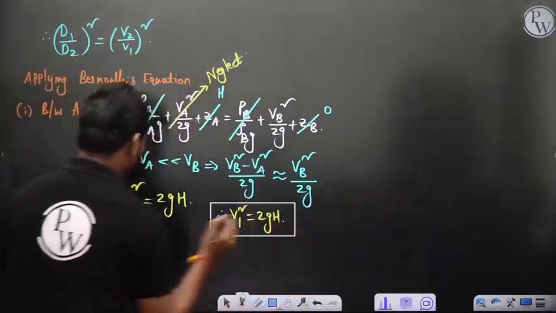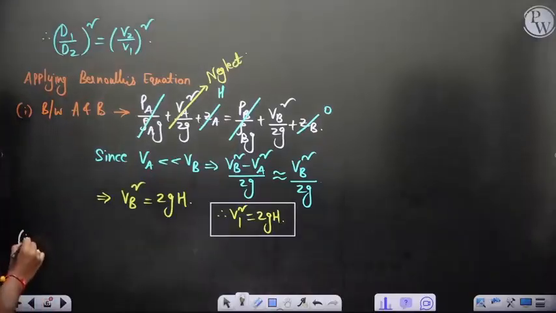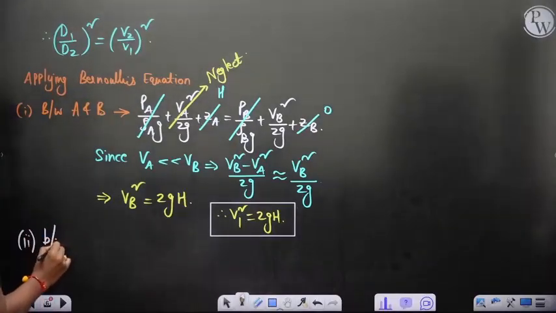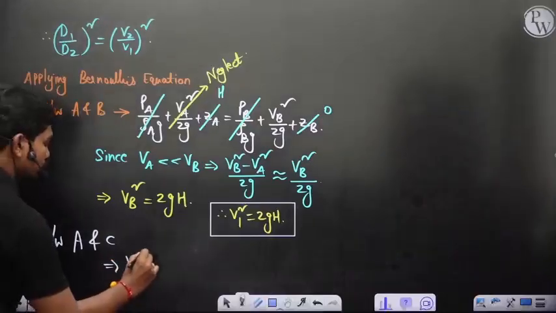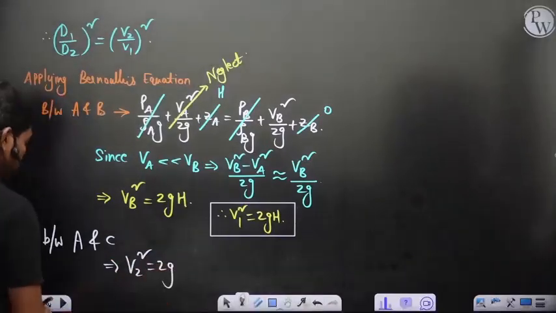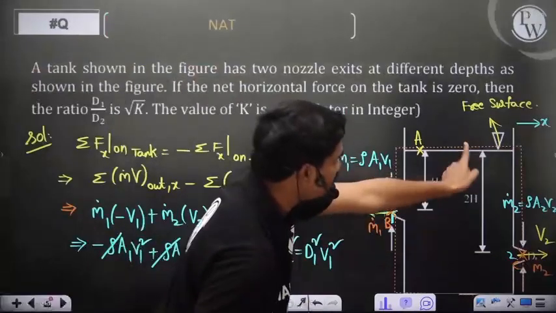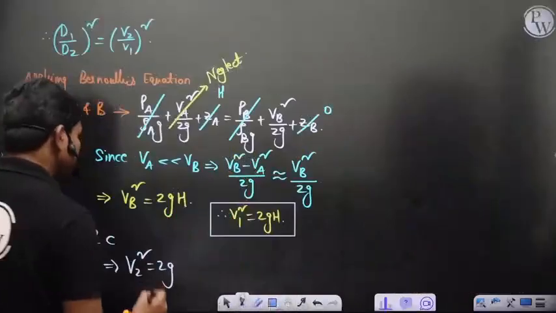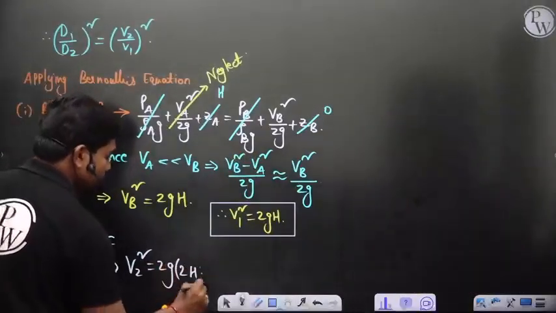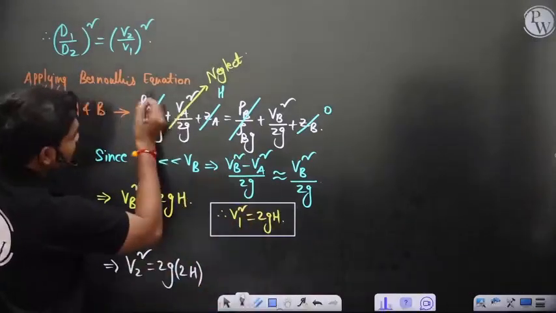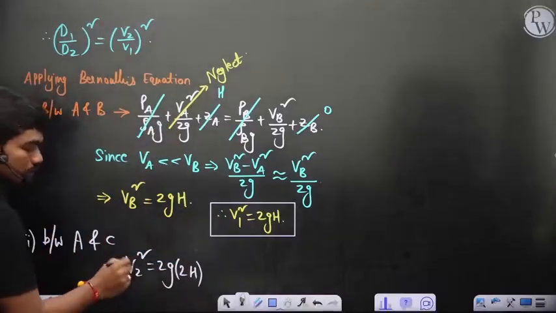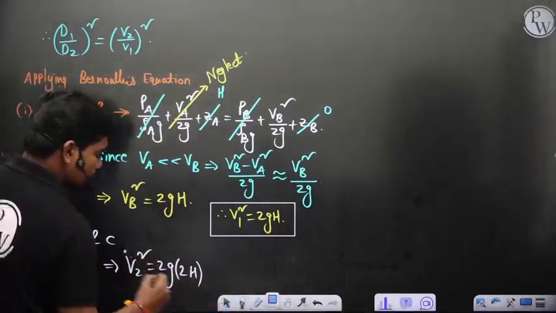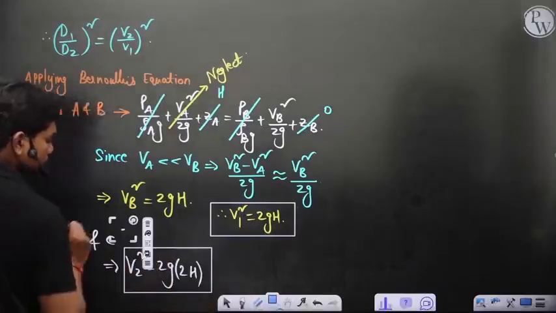Similarly, if we apply Bernoulli's equation between A and C, this will give you V2 square is equal to 2G into, what is the height difference from C to A? This is 2H, so 2G times 2H actually. Because if the height difference between A and B is H, you got V1 square is 2GH. Similarly, if the height difference between A and C is 2H, you will get V2 square is equal to 2G 2H actually.